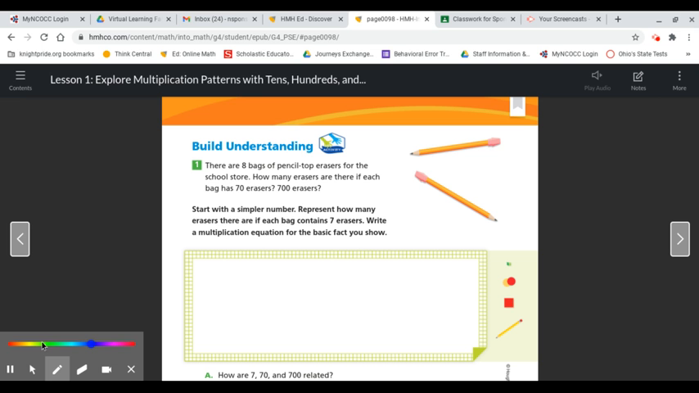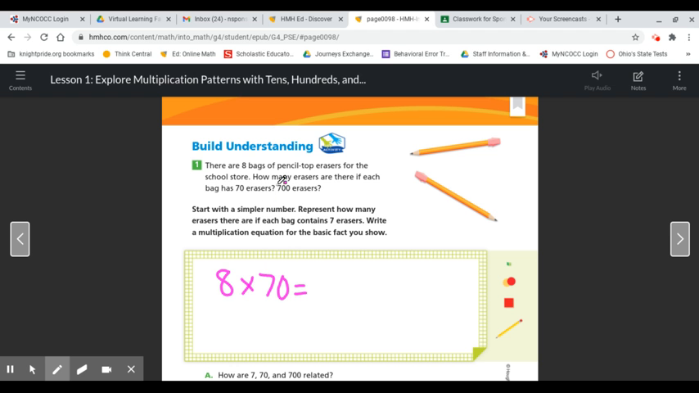Okay, so let's start with what our equation would need to look like in order to solve the problem. If there are 8 bags of erasers and each bag has 70 erasers, in order to know how many erasers there are total, we would need to do 8 times 70 as our equation.